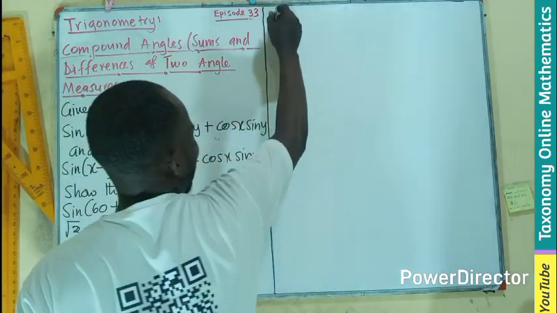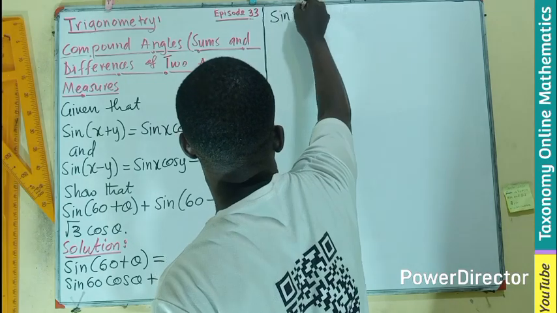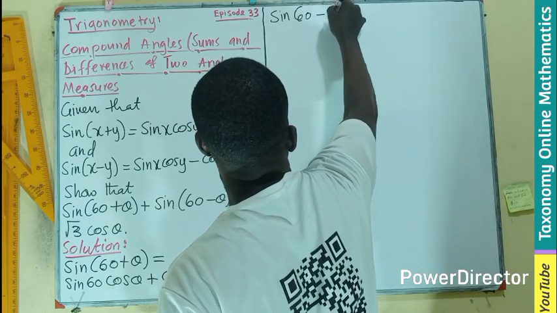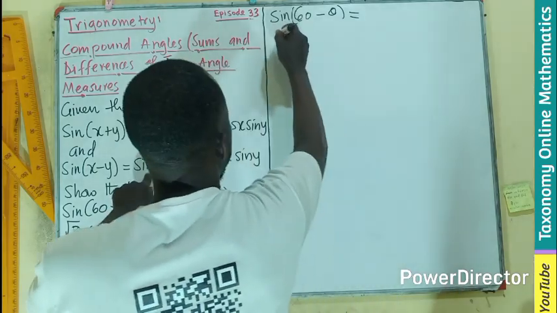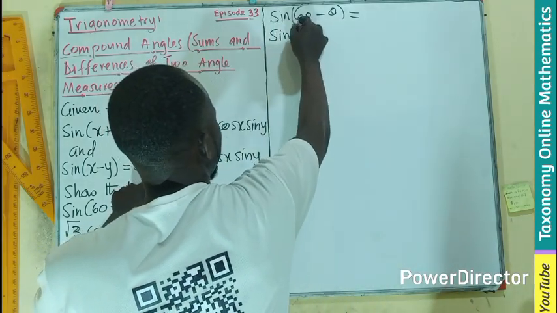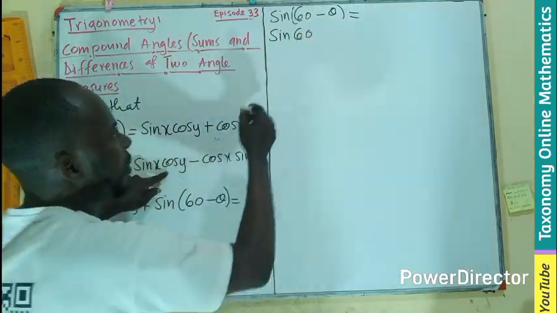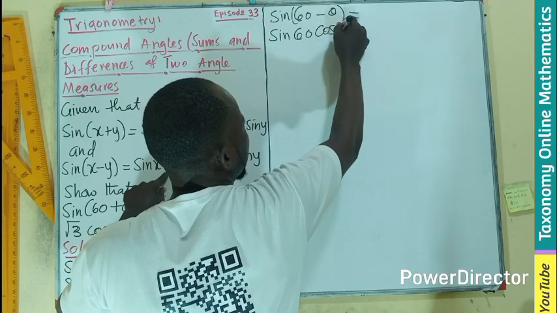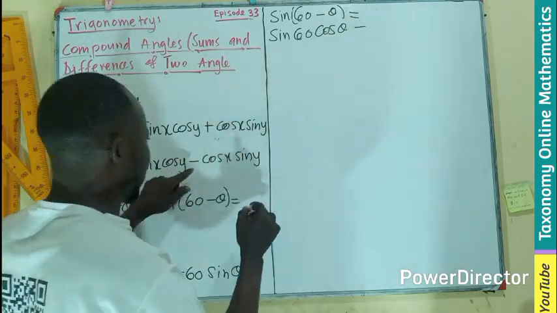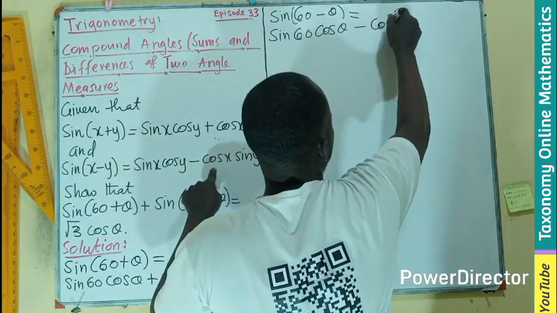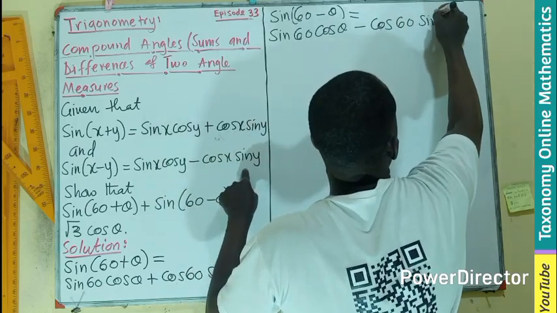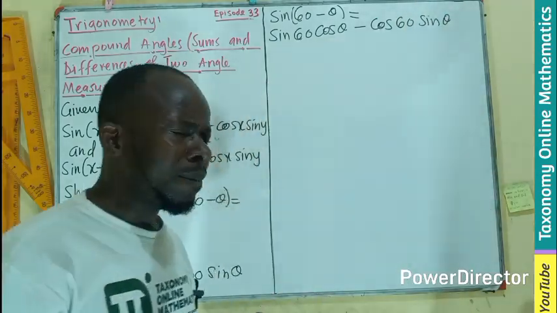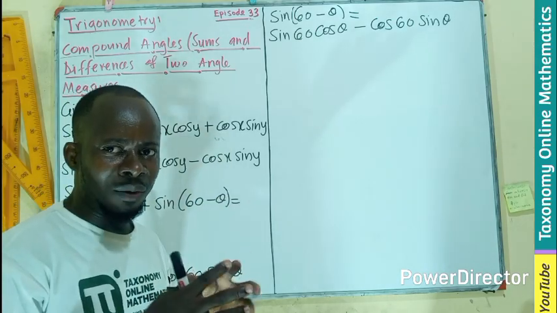Then for the sine of 60 minus theta also, based on the same thing, it is sine 60 cos theta minus cos 60 sine theta. Alright, you have to have this mental calculation here.